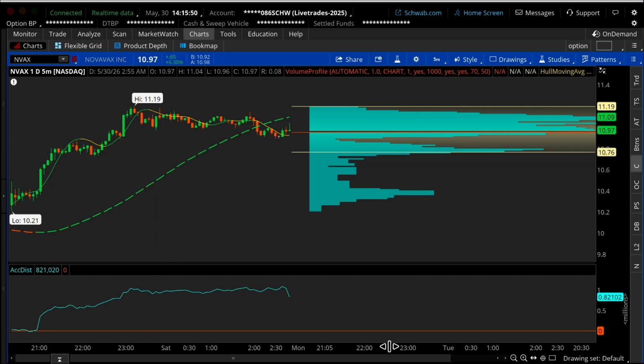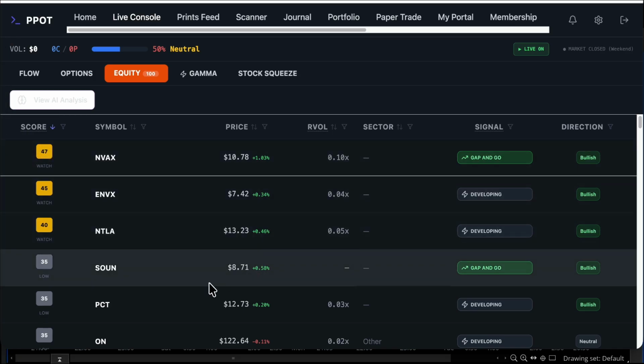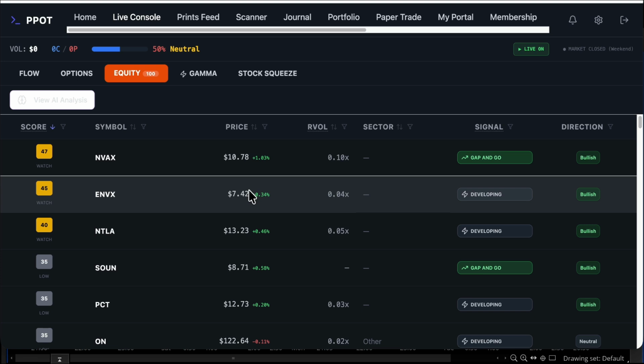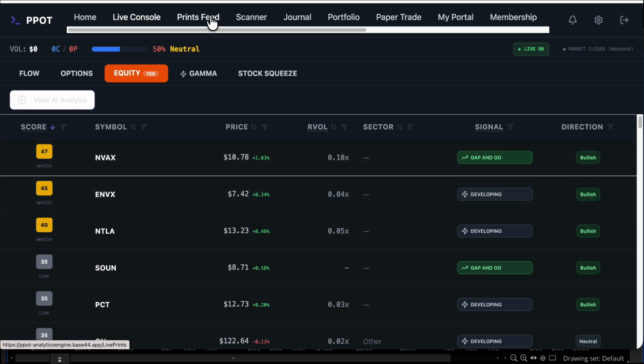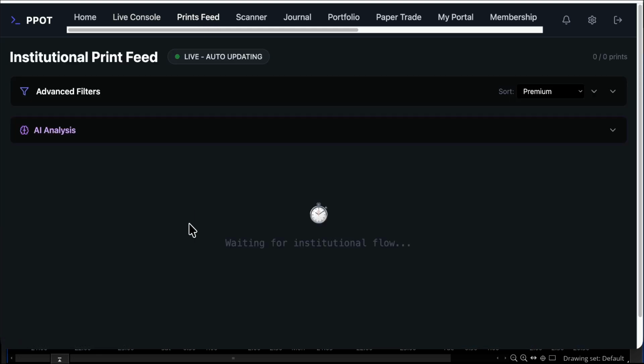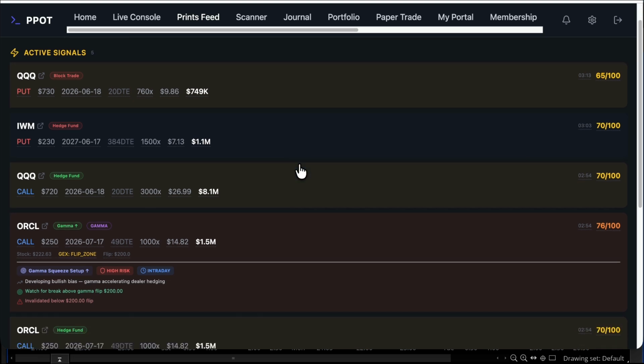But with the PPOT Analytics AI engine, that's kind of how I trade. I let the market come to me. I don't force anything. I want to make sure that I look at what the engine is telling me. So that's the equity tab, and then we come over here to the prints tab.